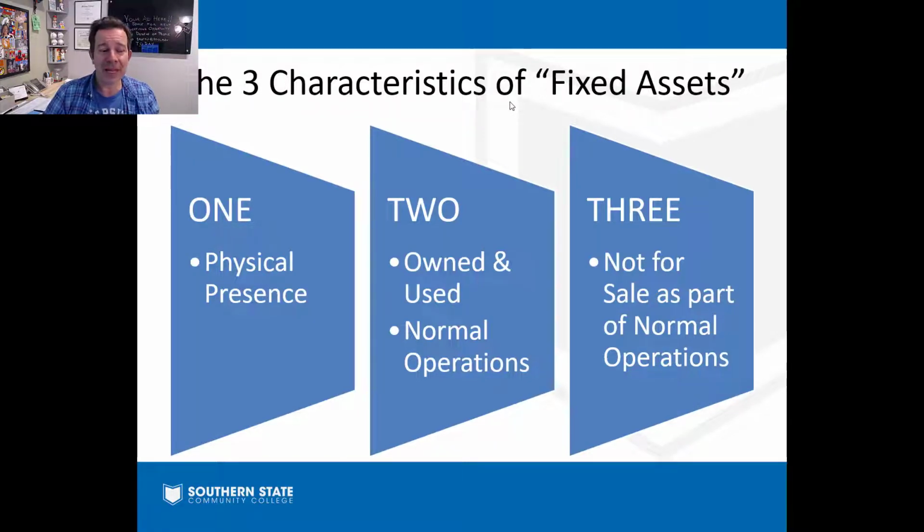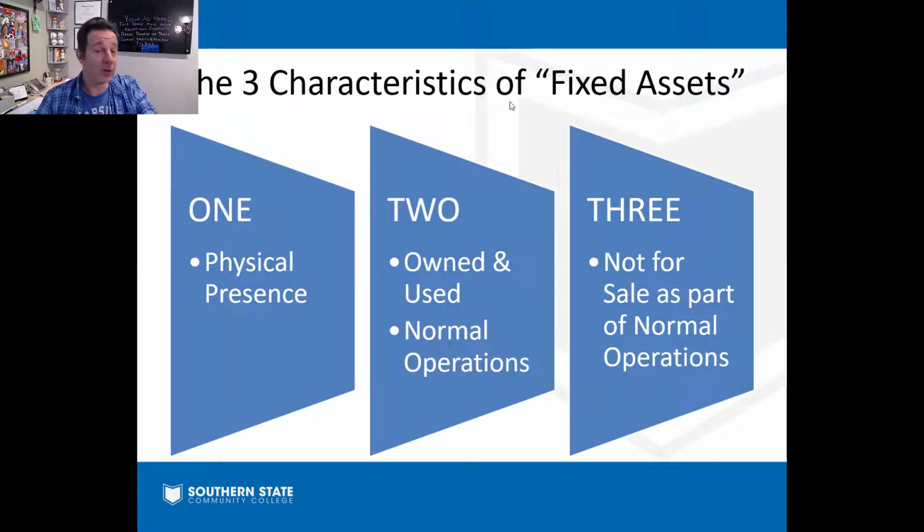Number two, it has to be owned and used by the business in its normal operations. All those things we passed at Kings Island would meet that criteria as well. Finally, number three, the asset cannot be for sale as part of normal operations. Kings Island is not in the business of selling off a roller coaster. They're not in the business of selling off the buildings on their property or the equipment on their property. Right? That's not their normal operations. Their normal operation is to operate a theme park.